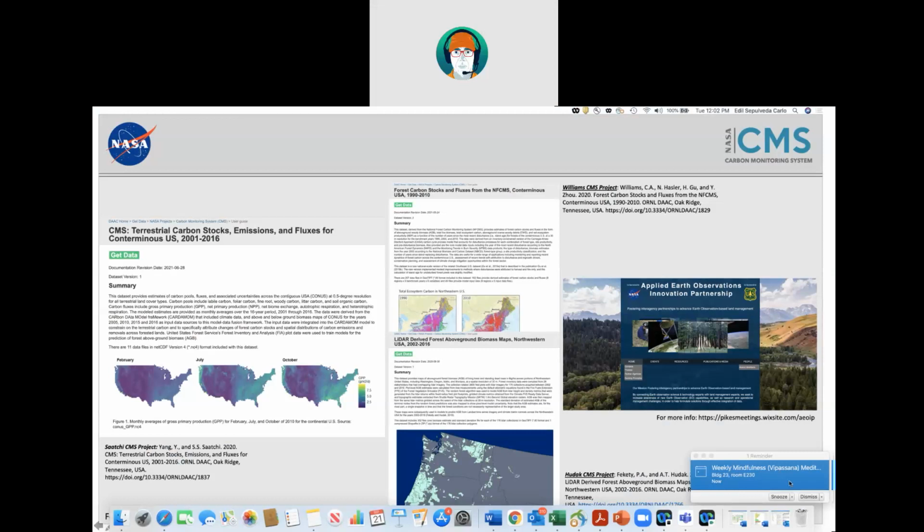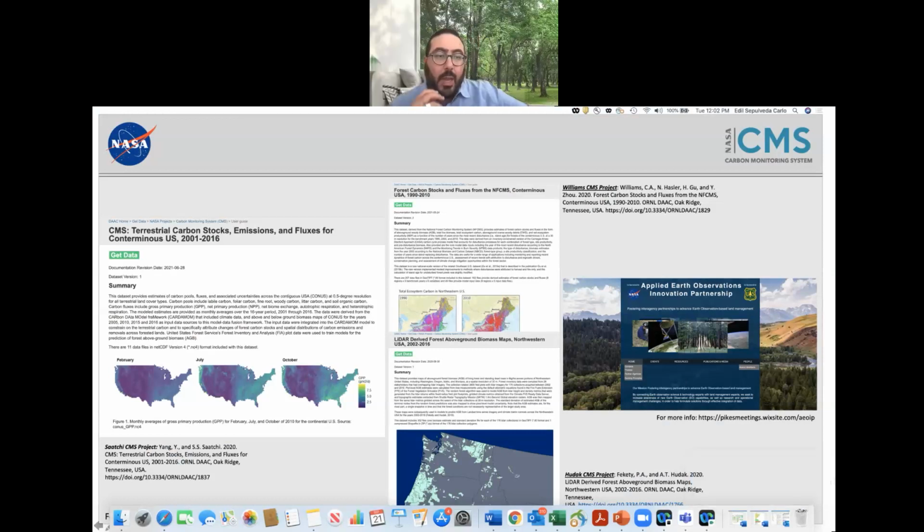Okay, perfect. Thank you. So here I'm just highlighting some of the newest data sets that we have archived at the Oak Ridge National Lab DAAC. So from terrestrial carbon stocks, emissions and fluxes in the contiguous US, this is a project from Sasan Saatchi; to forest carbon stocks and fluxes, also in the contiguous US, this is a CMS project from Christopher Williams; two LiDAR-derived forest aboveground biomass maps in northwestern US, where the talk today is going to be focused, and this is a project from Andy Hudak.